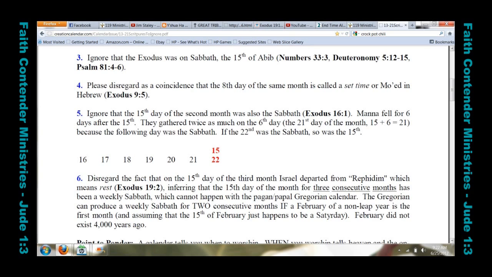And now I want to address the second issue here, which is number 5. It says, "Ignore that the 15th day of the 2nd month was also the Sabbath." This point right here is the whole key. When you read in Exodus 16:1, it was in fact a Sabbath day. That was the day the children of Israel cried out, and then Yahuwah told Moses, tell the children of Israel that beginning tomorrow, manna will fall from heaven, and it will fall for 6 days, and you collect twice as much on the 6th day. I'm going to do this to test them. And on the 7th day will be a Sabbath of rest.